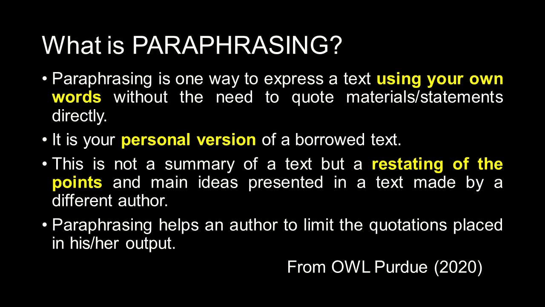And because we paraphrase, it helps us as authors to limit the quotations placed in our output. It might be seen in this slide alone that there's a repetition of the mentioning of direct quotations. So what happens when we use too many direct quotations in our essay? When we write academic papers and we overuse direct quotations, the output itself becomes impersonal and it starts to sound like a newspaper article. And we can't have that in academic writing. No, this is not journalism. This is an academic paper.